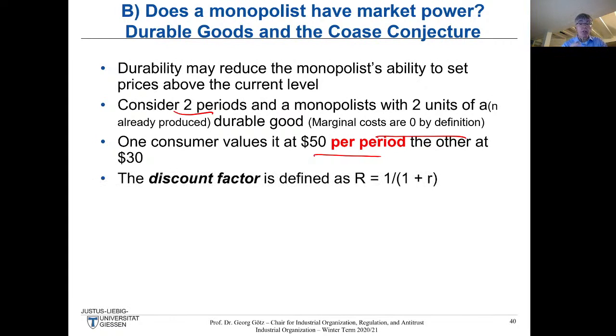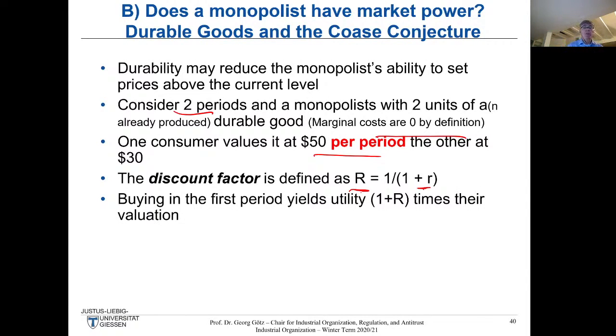And you have some discount factor. The interest rate, the small r, might be 0, then the discount factor would be 1. If it's 100%, the discount factor would be 1/2. What does that mean? If you buy in the first period, you have your iPad for 2 periods, and it's worth then 1 plus the discount factor times your valuation. So if the discount factor is 1, the maximum willingness to pay of this high value consumer would be simply 100. Okay? And if small r would be 100%, so the discount factor is 1/2, it would be 75. Okay?